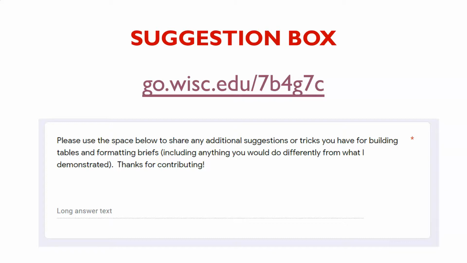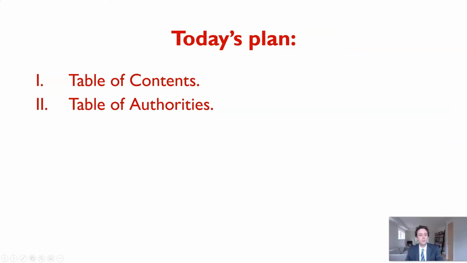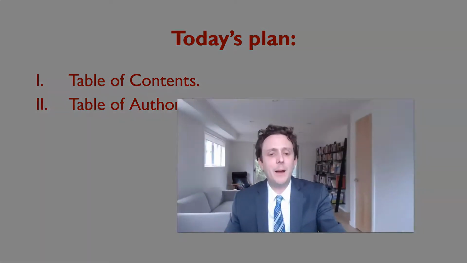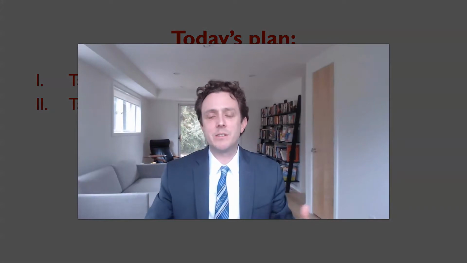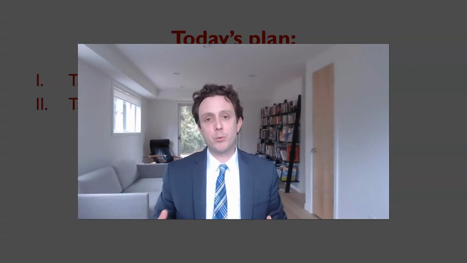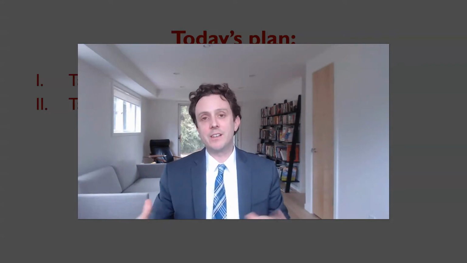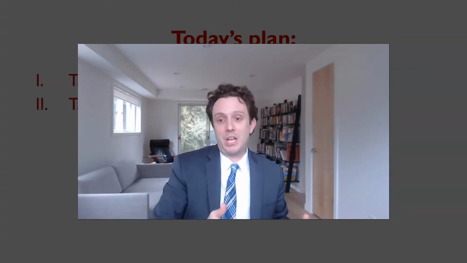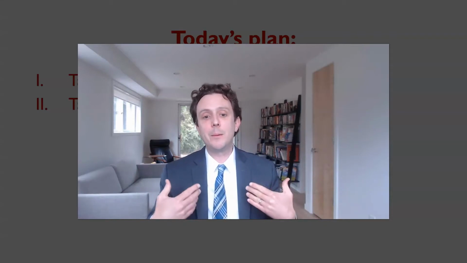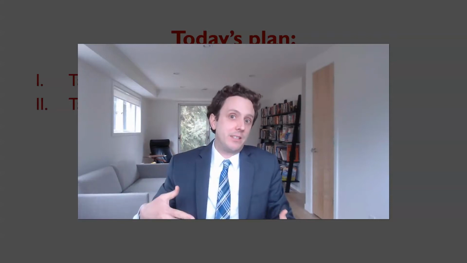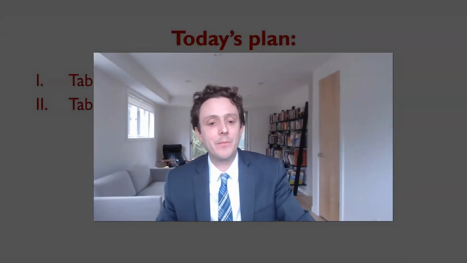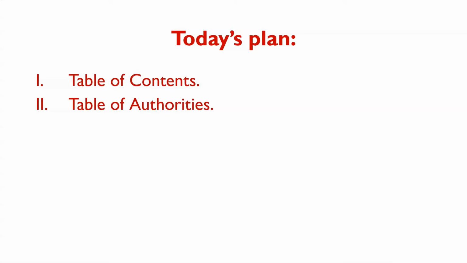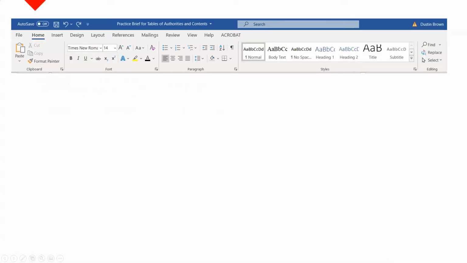As I mentioned, I'm going to start with the table of contents, and then I'll move on to the table of authorities. Although there are separate steps for the two tables, the general principle behind both is the same. You basically go through the brief and you flag the things in the brief that should appear in each table. And when you do that, Word ends up inserting hidden code that allows the program to pull everything together into the tables.